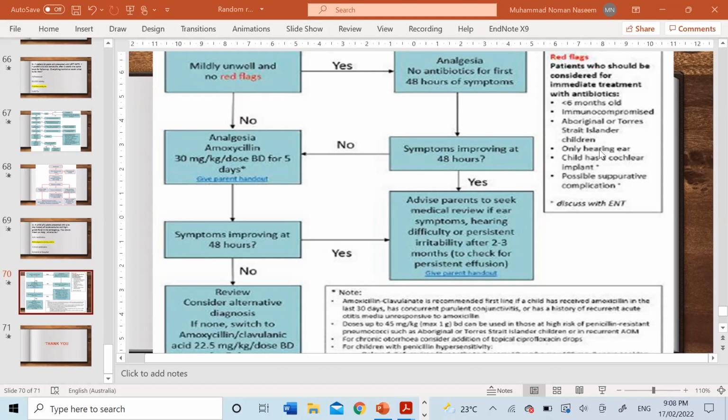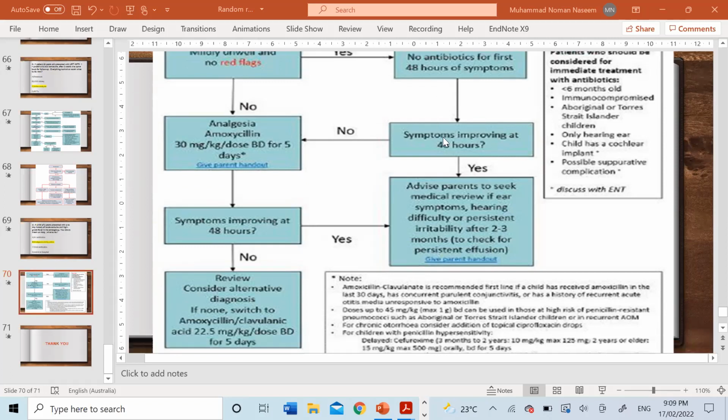All right. Any person who has only a single ear or they have an implant and you're suspecting patient is having discharge, then you start the antibiotics right away with the red flags. After 48 hours, even with the analgesic, if symptoms are improving, then after 2 to 3 months, you call all of these patients to have an otoscopic examination or medical review of the ear to find out if they haven't developed any other symptom or complication.